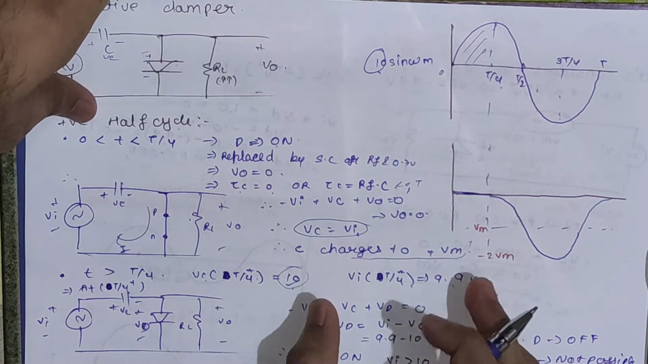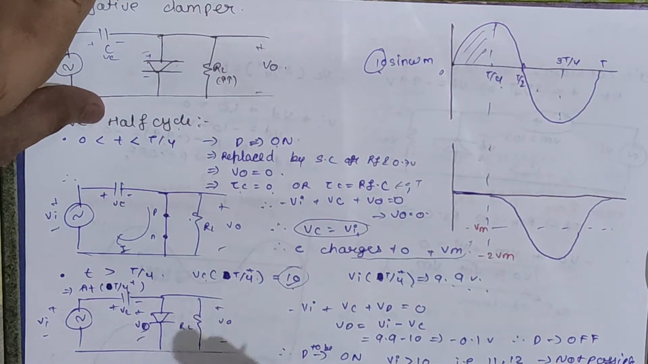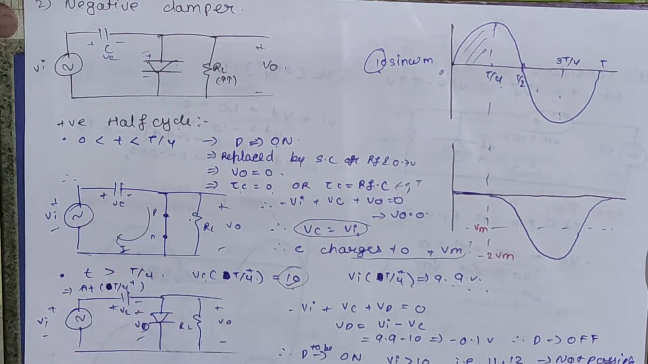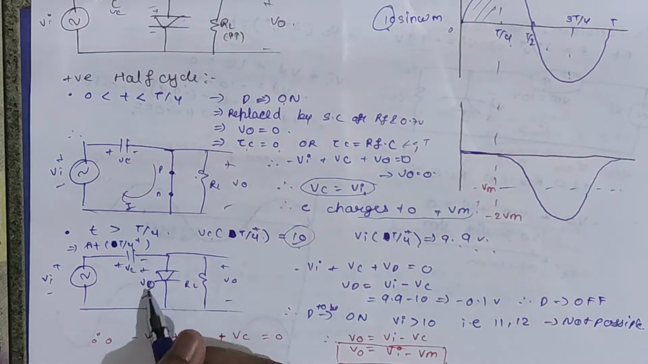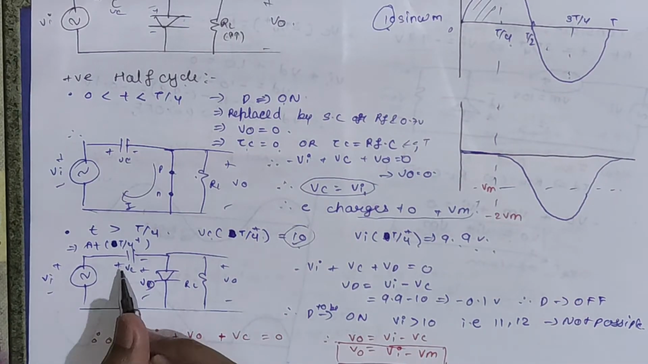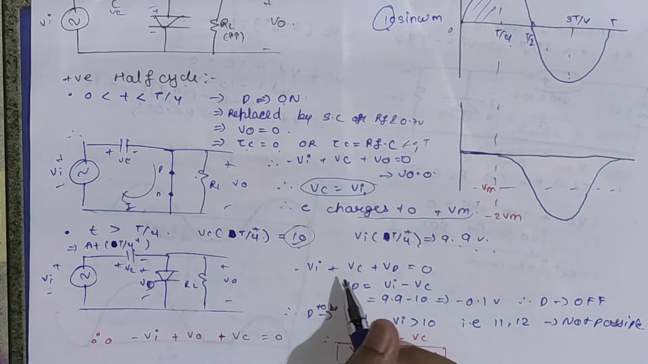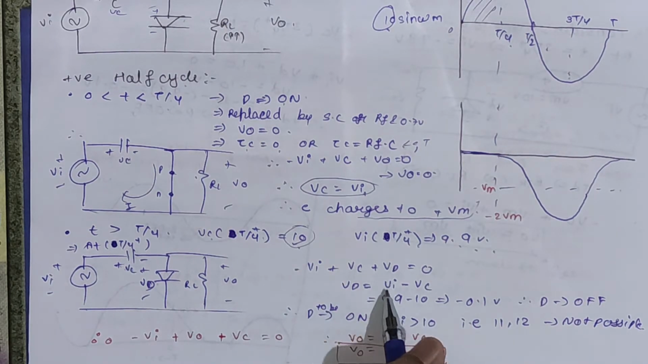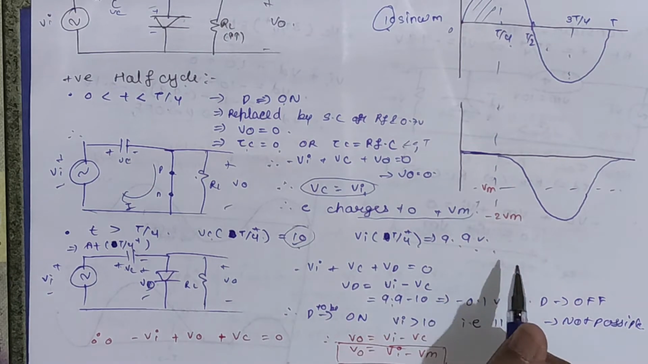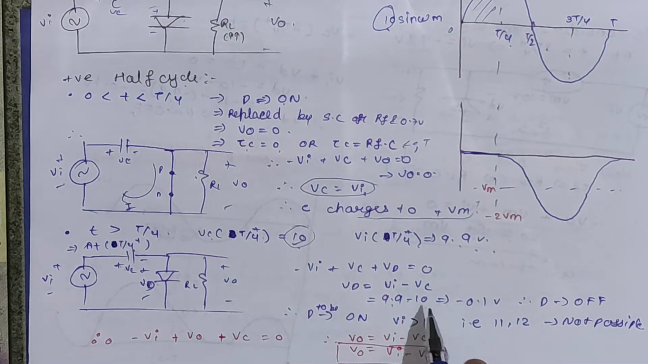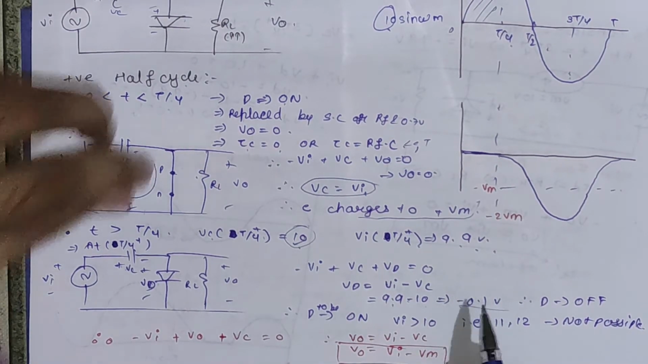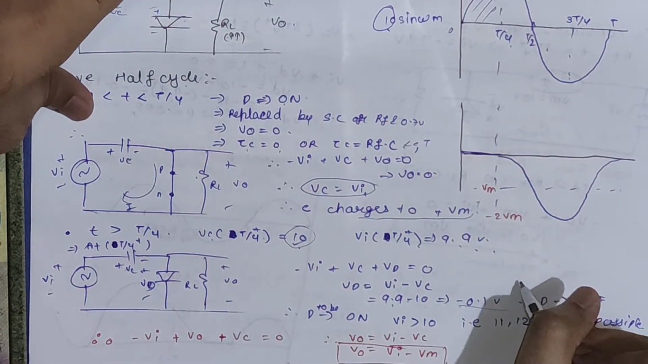Now again we will check whether our diode is in the on condition or the off condition. For that we will apply KVL. You can see minus Vi plus Vc plus Vd is equal to 0. So Vd will be Vi minus Vc. Vi we know is 9.9, less than 10 volt. Minus 10 volt, it is minus 0.1 volt. So you can see Vd is less than 0 volt.